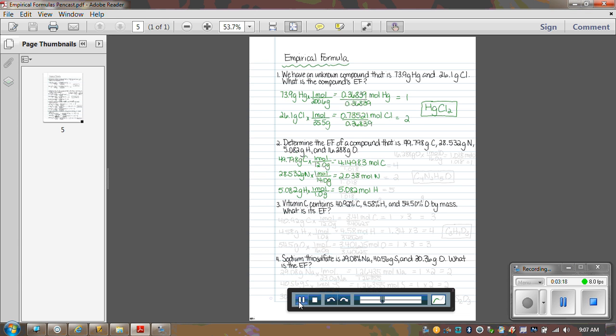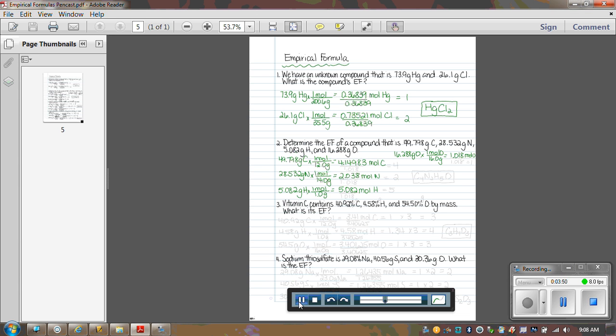Gotta squeeze in this other one, so 16.288 grams of oxygen. For every 1 mole of oxygen, there's 16.0. So I get an unrounded answer of 1.018 moles oxygen.